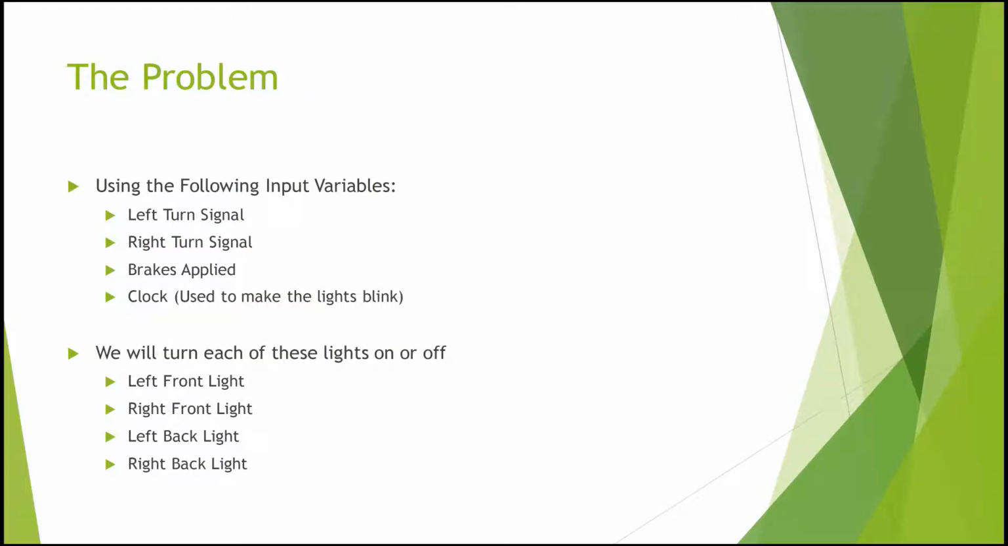Let's explore the inputs which make the brake lights and turn signals work. Our inputs are the left turn signal, the right turn signal, when the brakes are applied, and we also add a clock as an input which will allow the turn signals to blink. Specifically, our outputs are the left front light, left back light, and right back light.